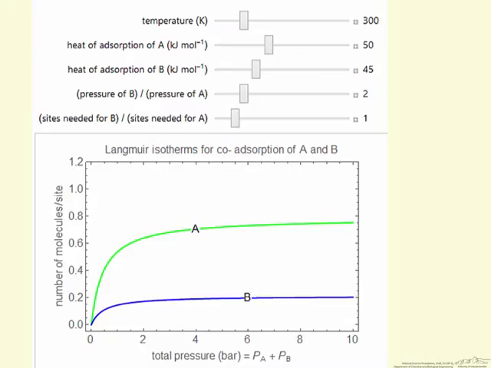And so the Langmuir isotherm is the simplest model for adsorption, but hopefully this gives you an idea of behavior and things you should think about when you're looking at adsorption for separations or for catalytic reactions. And so let's look at this interactive simulation and see how the amounts adsorbed change with these various parameters that we can change.